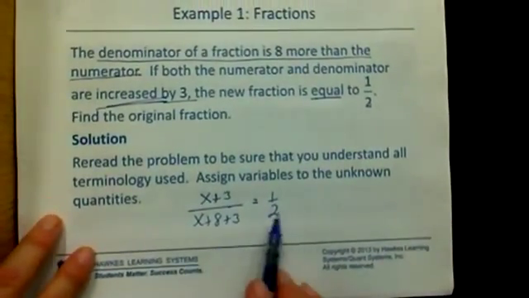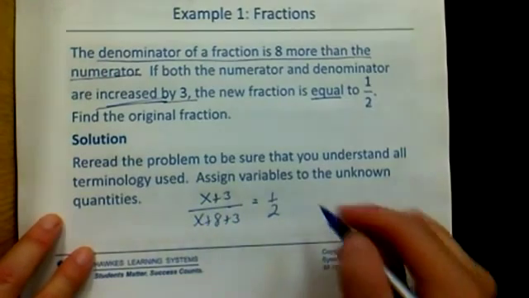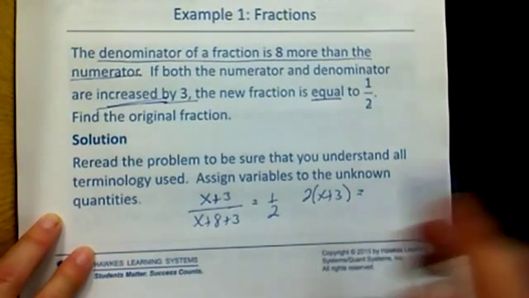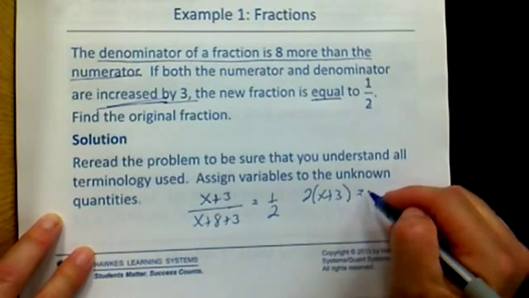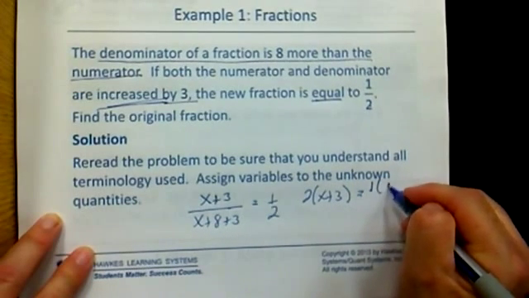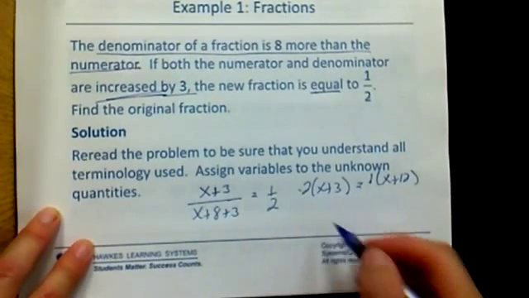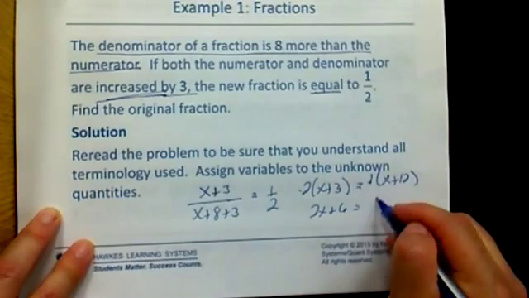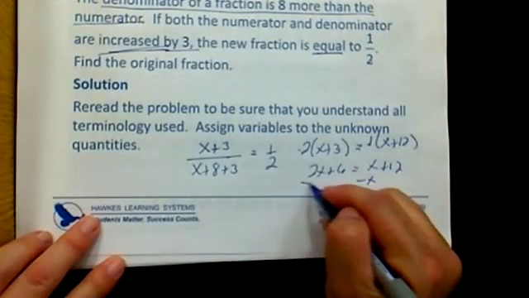So if we finish it, we have 2 times x plus 3 equals this piece, x plus 8 plus 3 times 1, or x plus 12. And finishing it, 2 times x is 2x plus 6 equals x plus 12. Move my x over.